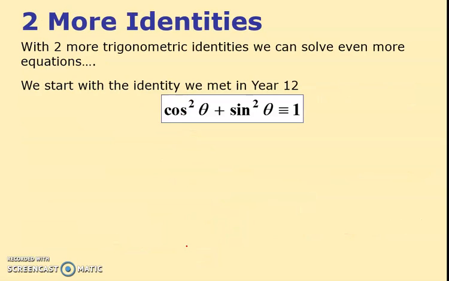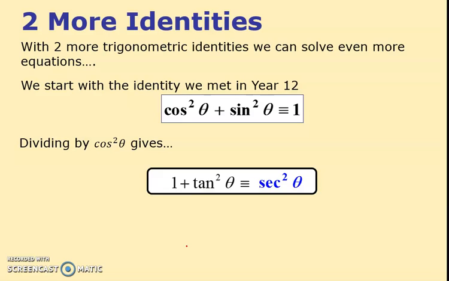Now look, here's an identity we saw at year 12. It's cos squared plus sine squared equals 1. And I referred to it when we were looking at double angle formulas or other stuff recently. So now if I divide by cos squared theta, cos squared divided by cos squared is 1. Sine squared divided by cos squared is tan squared, and 1 divided by cos squared is sec squared.